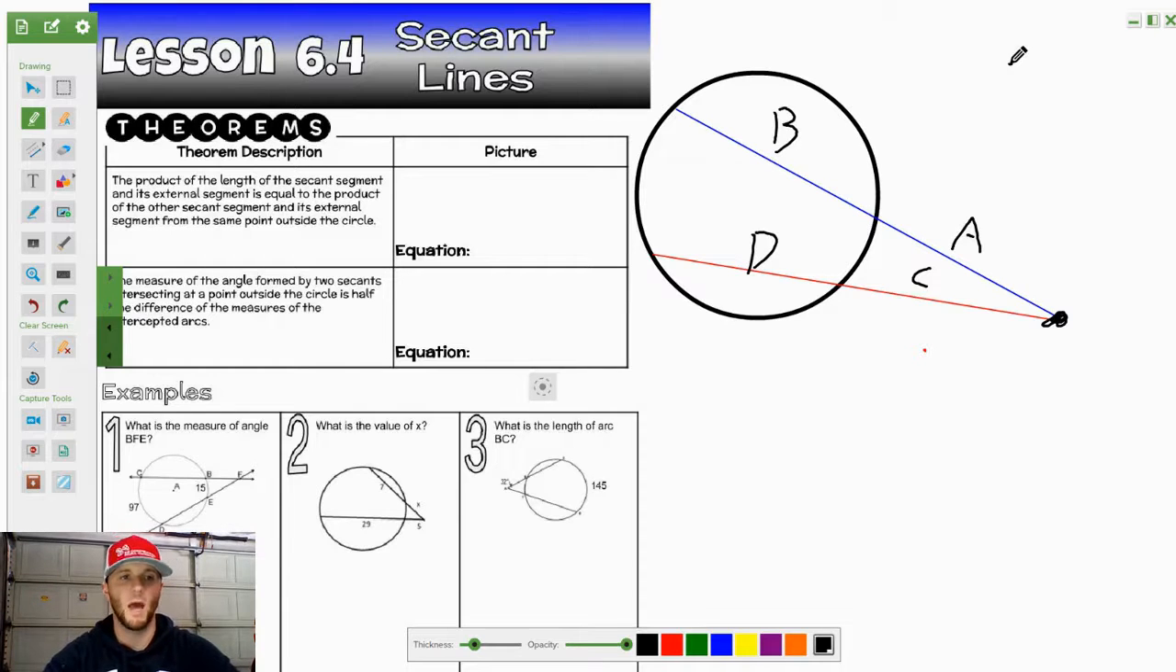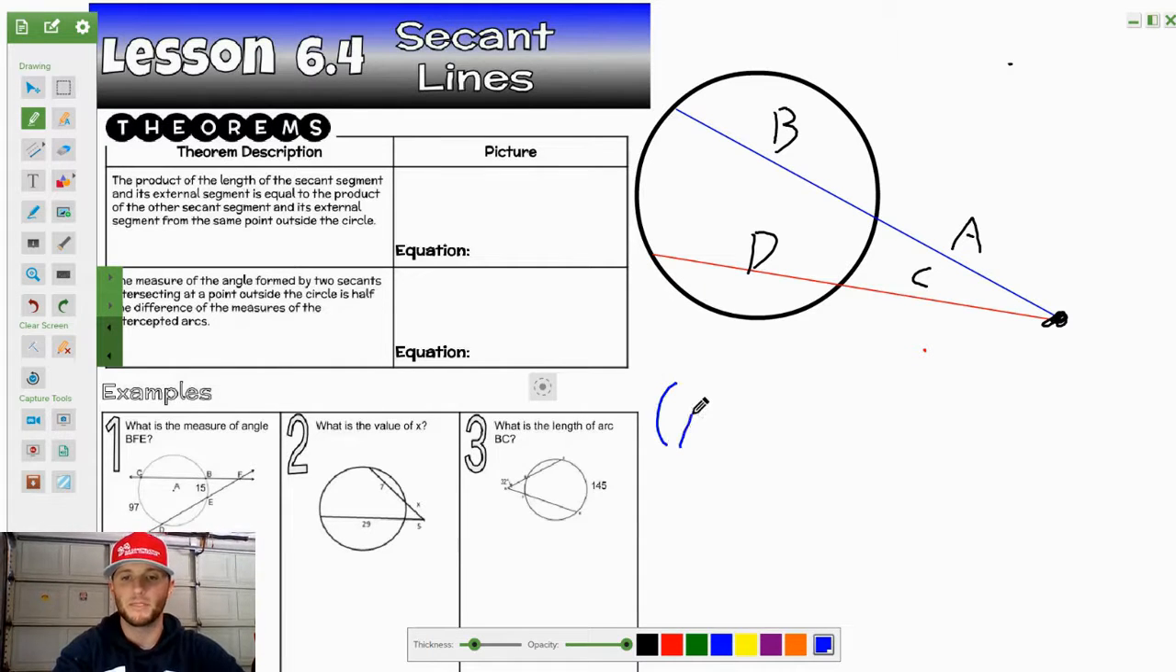So again, let's go ahead and read that. It says the product of the length of the secant segment and its external segment. Just to clarify, let's look at that blue line. So let me do this in blue real quick. What that means is I'm going to take the entire segment, from the point outside the circle to the point touching the circle farthest away. So that entire segment of the blue one is A and B.